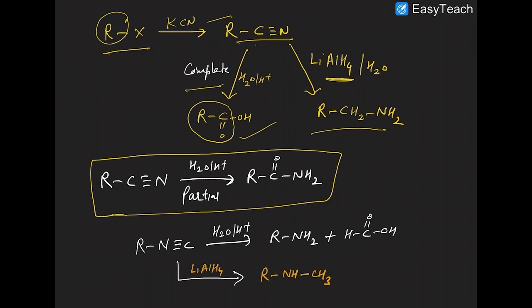Sure. If you take isonitrile, then it will give you a primary amine and formic acid on hydrolysis, the carbon transforming into formic acid. But if you do reduction, then it will transform into a secondary amine. So this question is very, very important. Okay.